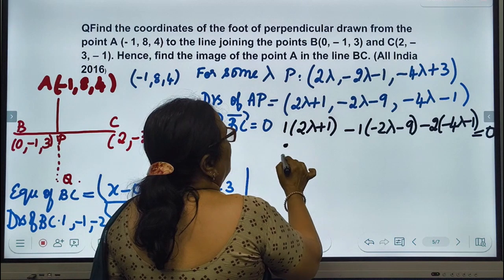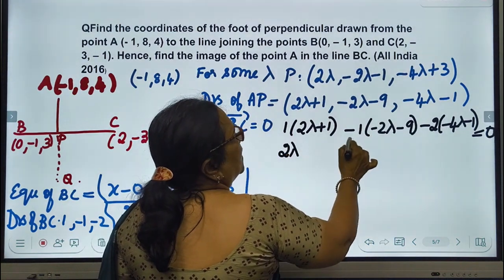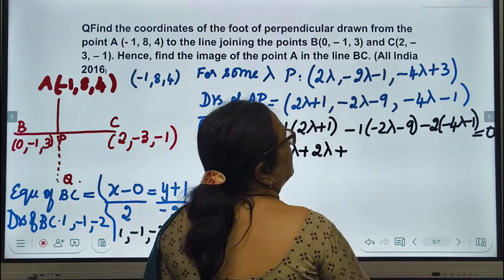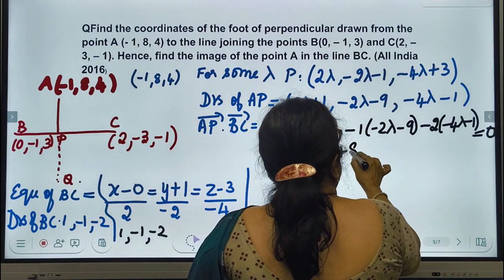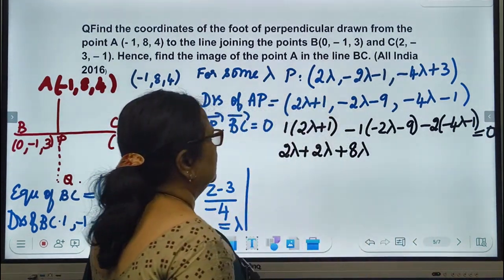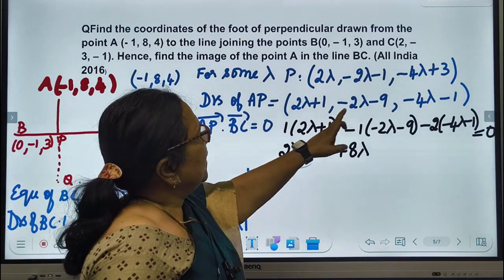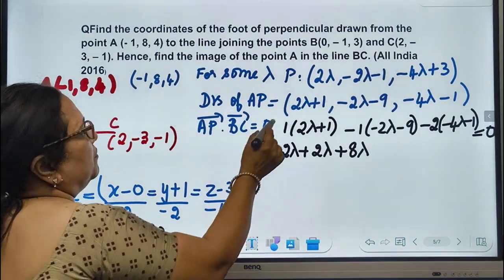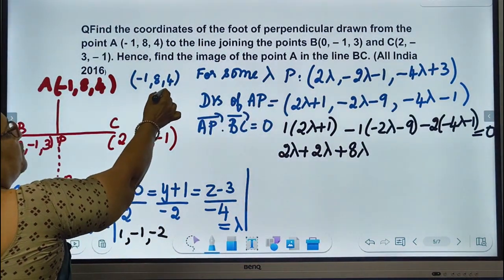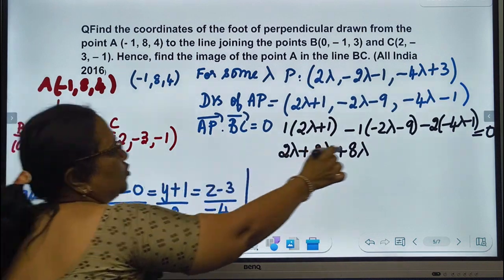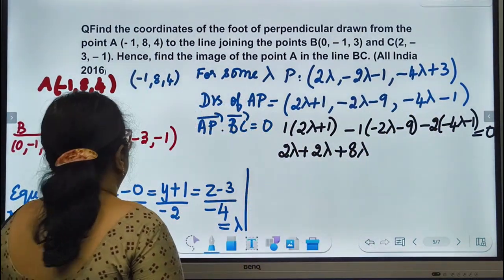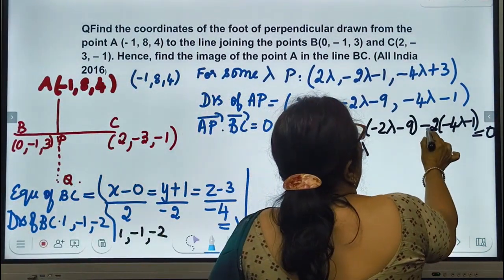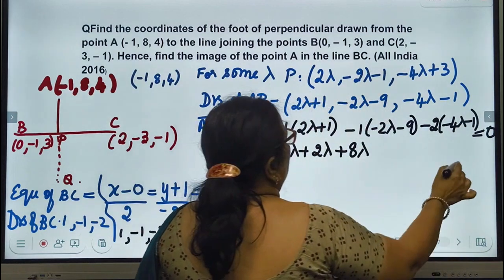This is 2 lambda, this is again 2 lambda, and this is 8 lambda. This is minus 4 lambda plus 3, and from that I have subtracted 4, so I will get minus 1. That's how you got this minus 1. Now the DRs are 1, minus 1, minus 2, so minus 2 into minus 4 lambda minus 1 equal to 0.